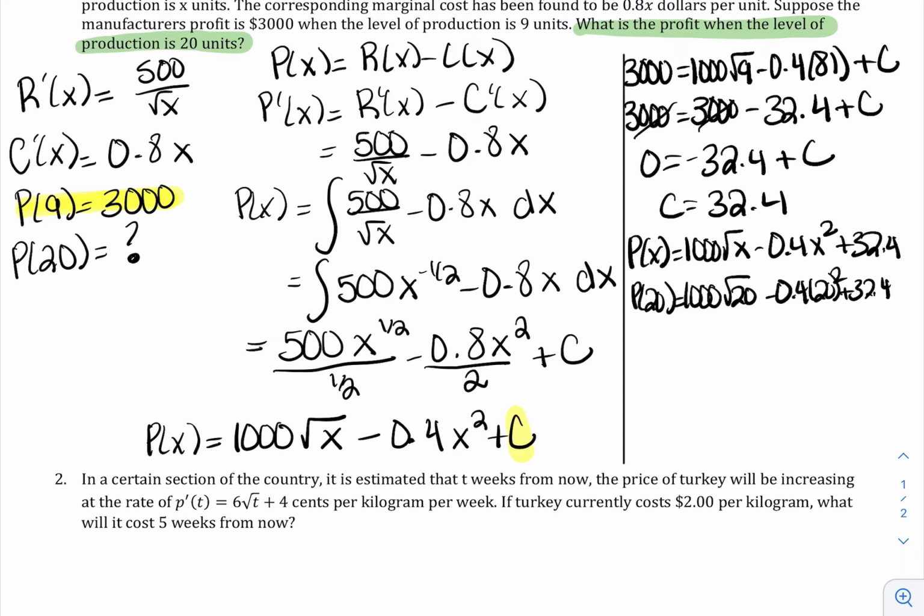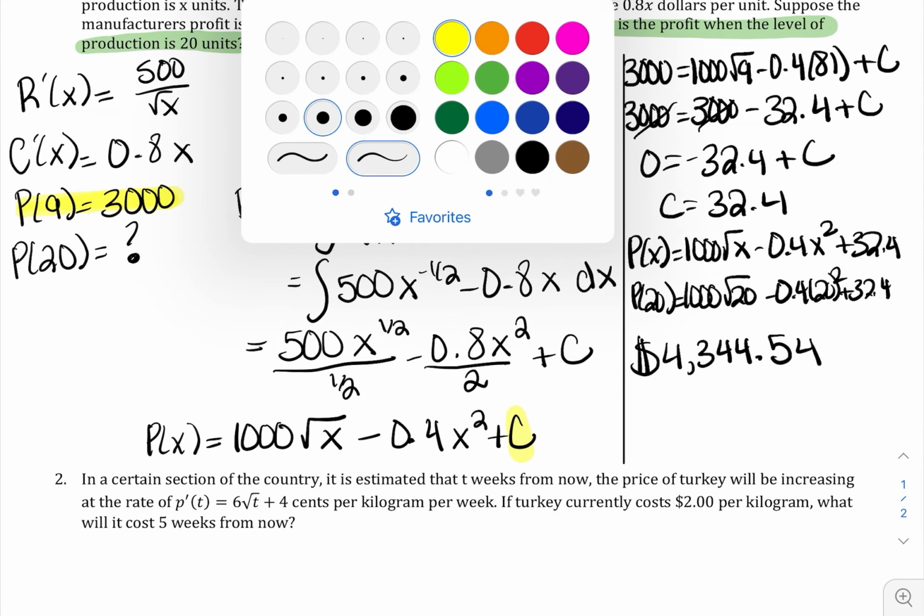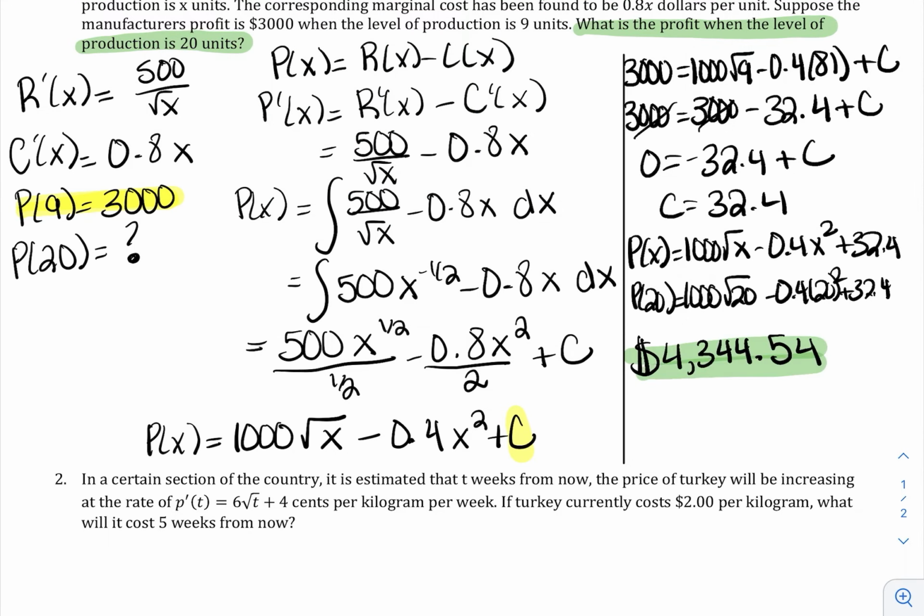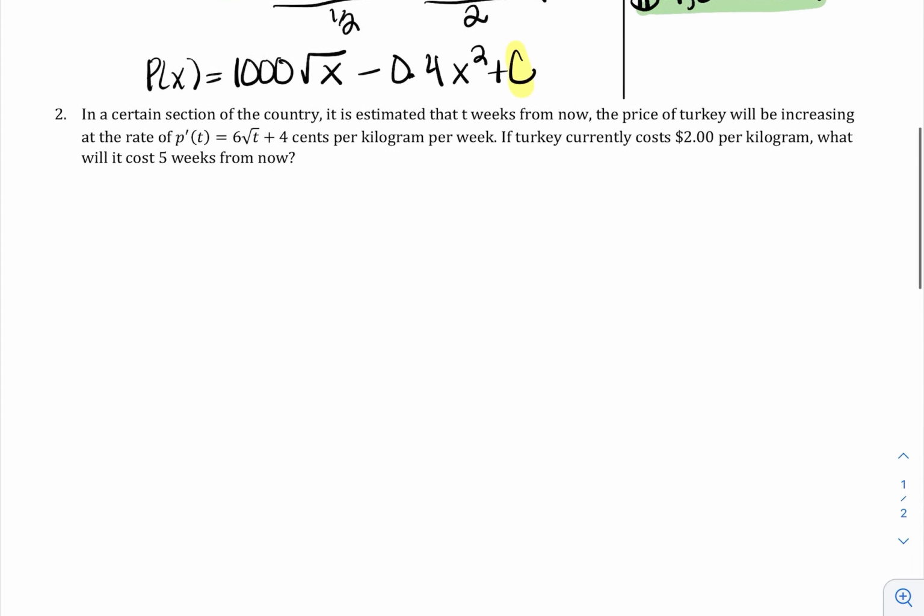So we have this 1,000 times the square root of 20 minus 0.420 squared, which is going to be 400, plus a positive 32.4. So in terms of money, that will give us $44,344 and 54 cents. So if we go through the process again, I find the profit function by doing marginal revenue minus marginal cost and then taking the antiderivative. I find my particular C, I plug in 120. I plug in 20. Let's do a very similar type of problem.